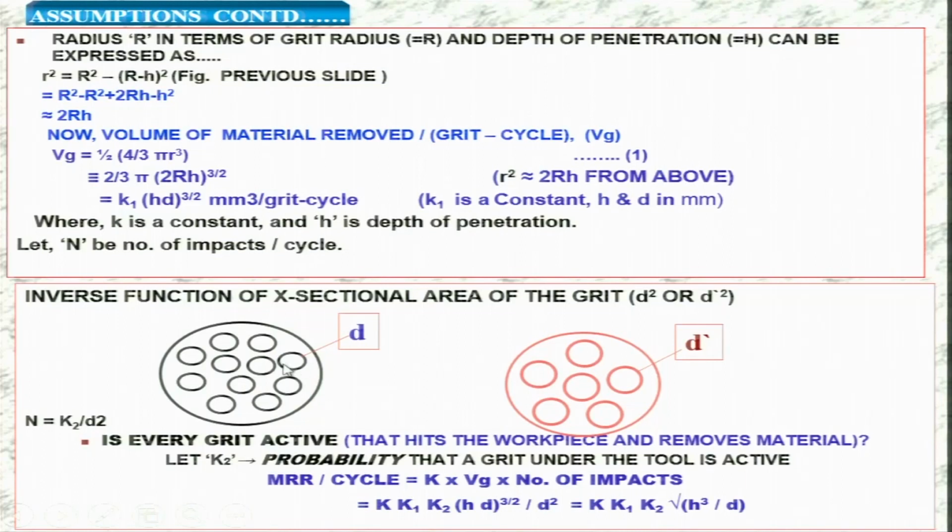This is the small diameter d, this is the diameter d of the abrasive particle, this is the diameter d dash of the abrasive particle. So depending upon the size of the grit, how many abrasive particles can be placed in this particular area will be decided. So that will be N, number of abrasive particles or impacts, K2 divided by d square. This is d square.